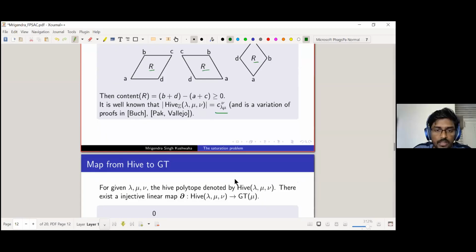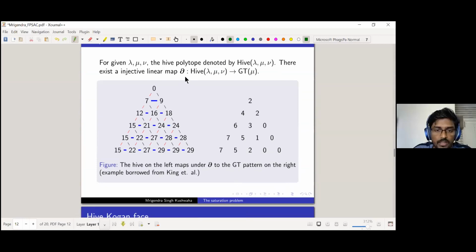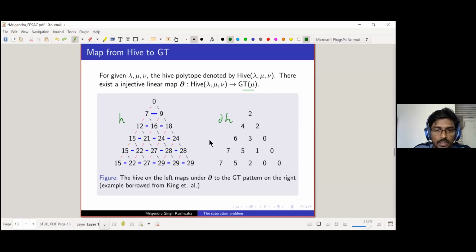Okay, so there is a map from the hive polytope to the GT polytope. What is this map? I will just introduce it by this example. Suppose one hive H is given. Then what is delta H? Delta H is just the row-wise difference. See here, this 2 comes from subtracting 9 minus 7. The 4 comes from 16 minus 12, and then 18 minus 16 gives 2. So you take the row-wise difference, and then you get this pattern, marked by these blue edges. So this will be a GT pattern because of our fillings.